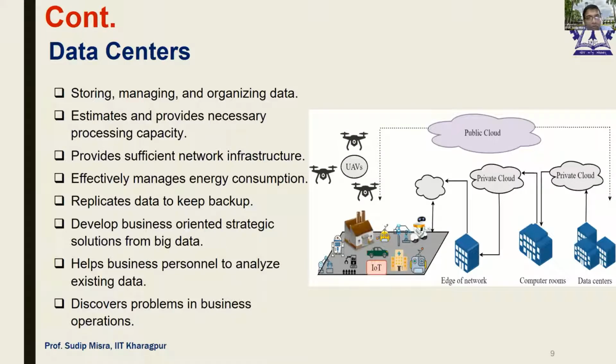So cloud and data centers all play a huge role in storing the data, managing the data, organizing the data, and getting insight into the data. These are very important. What you see in the picture in front of you is a modern city scenario where a lot of sensors and IoT nodes are deployed, and you can also have some UAVs which are sensor equipped. All of these generate a lot of data which will have to be stored in a private cloud, public cloud, and so on.